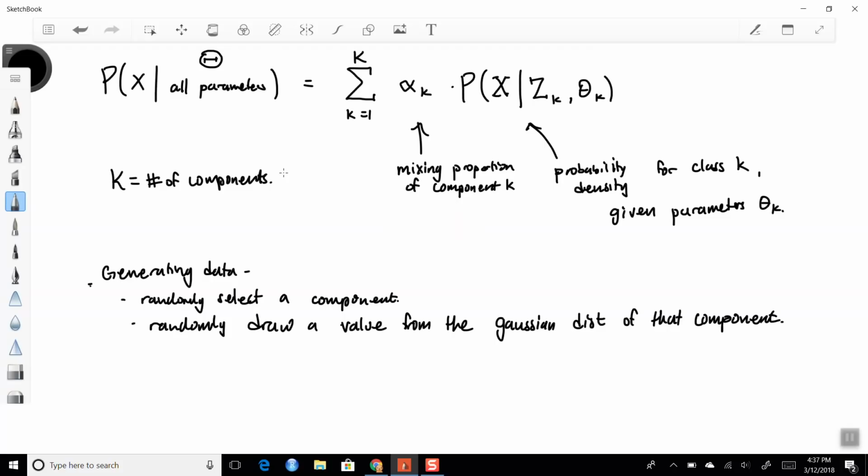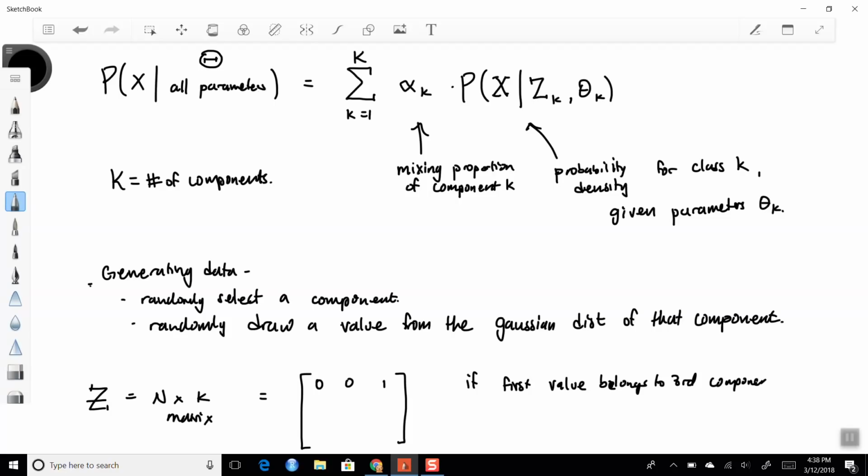Okay. Yes? What is the matrix Z sub k? So Z is an n by k matrix. And so it will be like 0, 0, 1 if the first value belongs to the third component, and then 1, 0, 0 if the second value belongs to the first component. Does that make sense? All right, and so you have a matrix of zeros and ones that tells you to which component a value belongs.